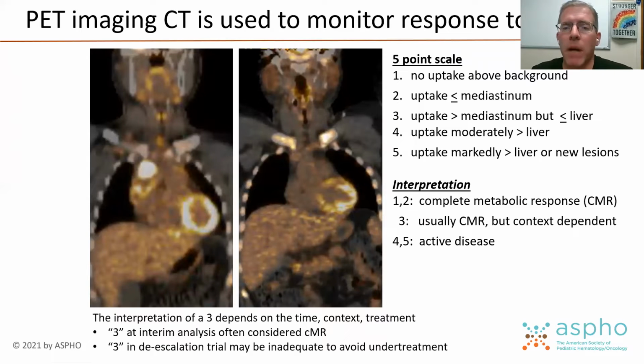We use PET imaging to monitor response to therapy. The current standard of care is the Deauville scale, which is a 5-point scale, which is listed here, and I won't read it. In terms of interpretation, 1, 2, or 3 constitutes a complete metabolic response. However, in certain clinical trials, they will only call a complete metabolic response a 1 or 2 because these are de-escalation of therapy trials and they really want to avoid under-treatment. But in general, a complete metabolic response is anything that is less than the uptake of the liver.